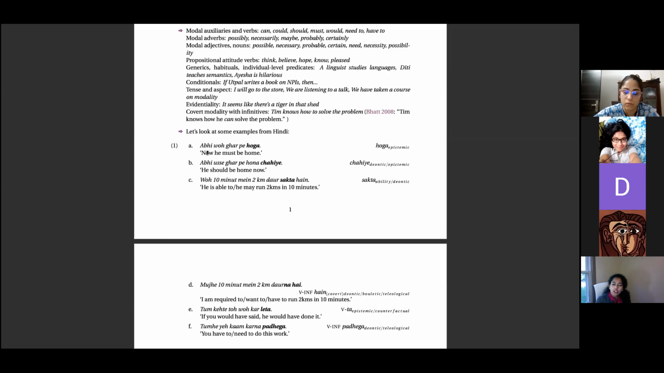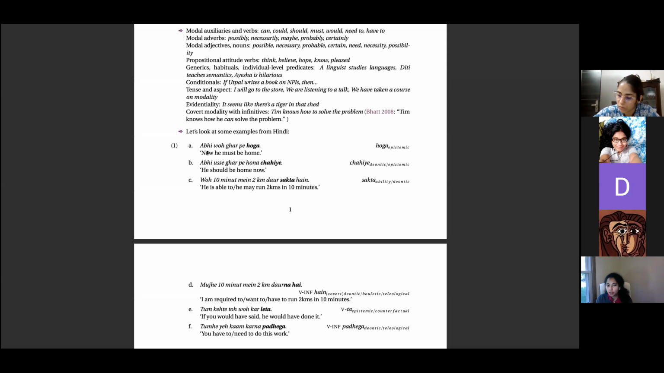So in this case, we have hoga with the flavor of epistemic. So based on someone's knowledge, I'm assuming people know these terms a little bit: epistemic, deontic, ability, teleological, etc. So epistemic is based on an agent's knowledge. So that's your 1A. Or 1B can have both the deontic and epistemic reading.